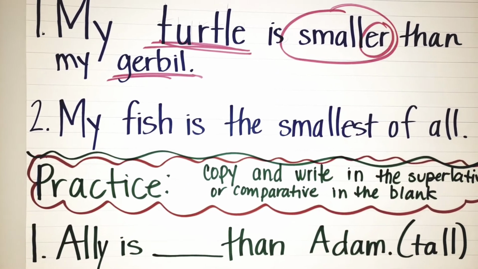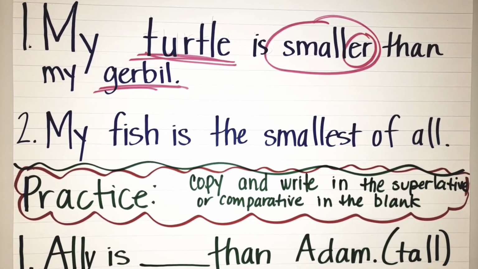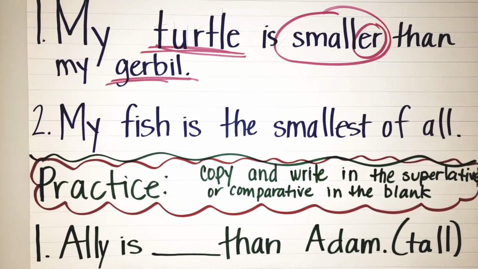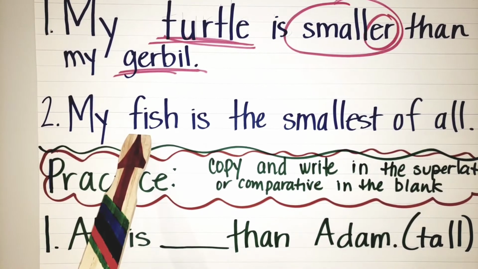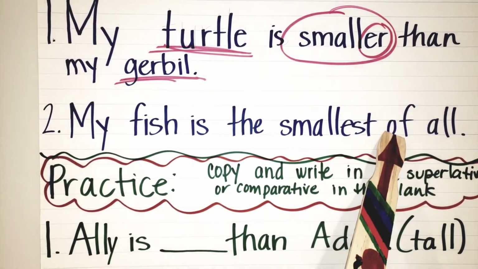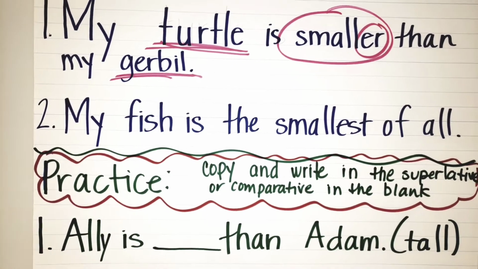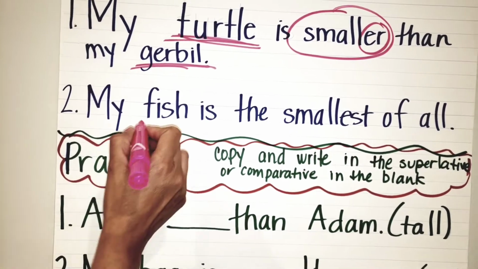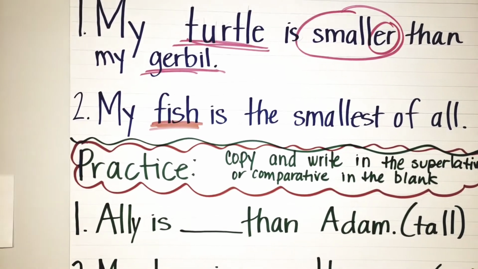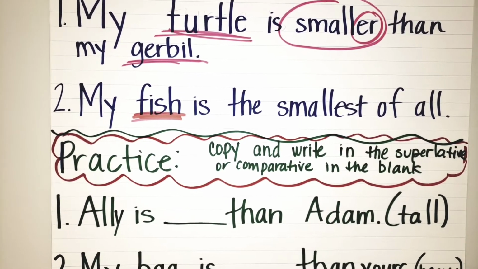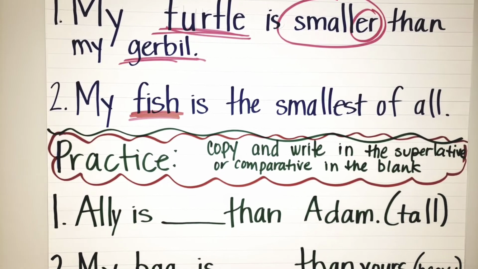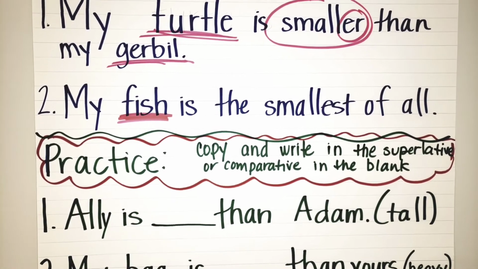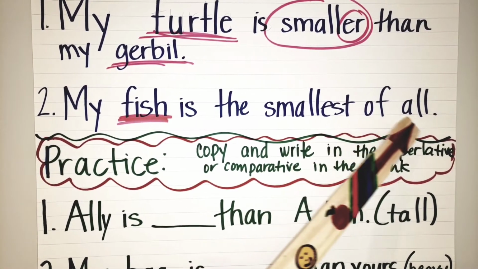Read it on your own, read it silently. Good job. Now let's read it together. Ready? Begin. My fish is the smallest of all. What am I comparing? You're right. I am comparing fish. How many fish am I comparing? 2? You're right, not 2. What about 3? You're right, it's 3 or more. How do I know? Because of all.